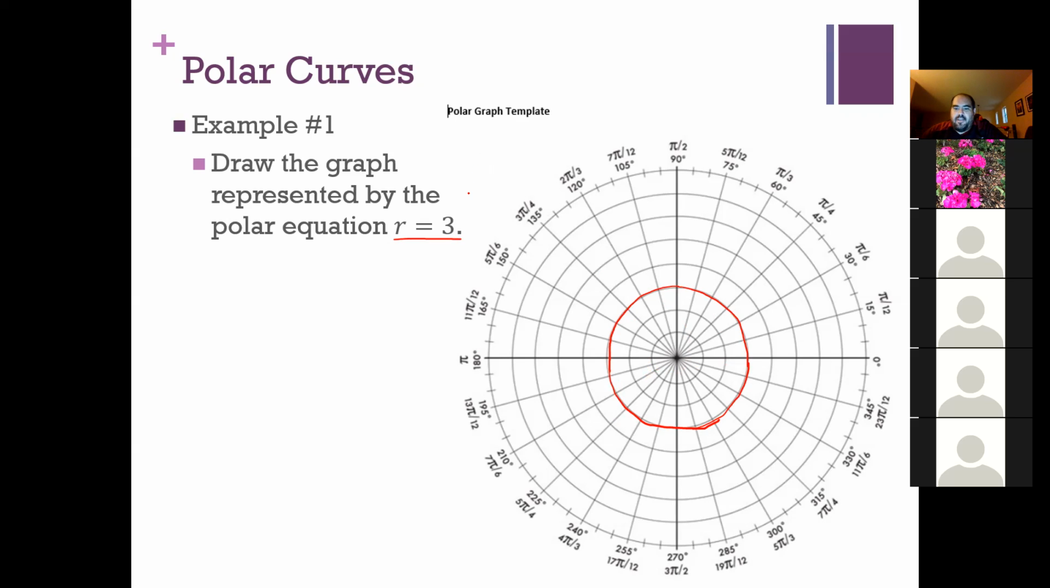So just to make some connections here, if I were to represent this graph, a circle of radius 3 centered at the origin, in Cartesian form, what would that look like? What would that equation look like?